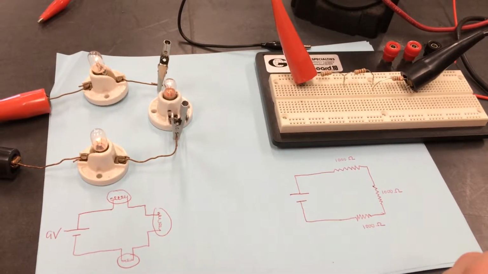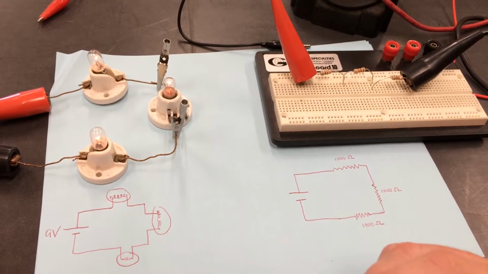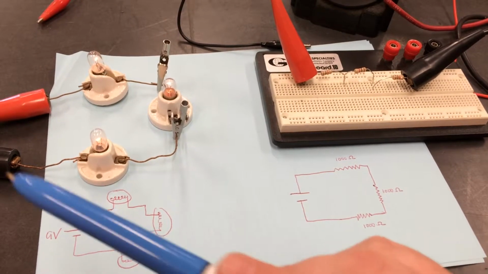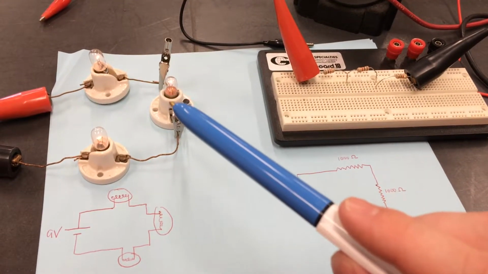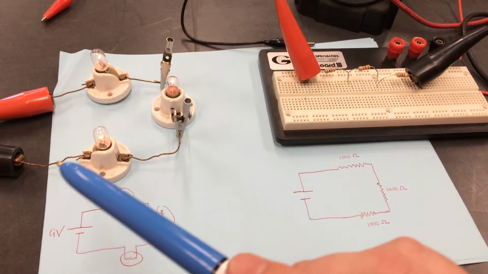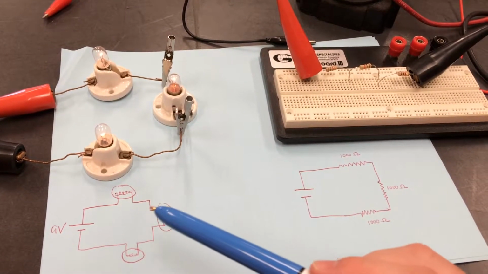Up until now, we've used light bulbs to talk about the flow of electricity and electric circuits. We know that current enters through the positive, goes up through the first bulb, through the second, through the third, and then back through the negative. I have the schematic of that right here.